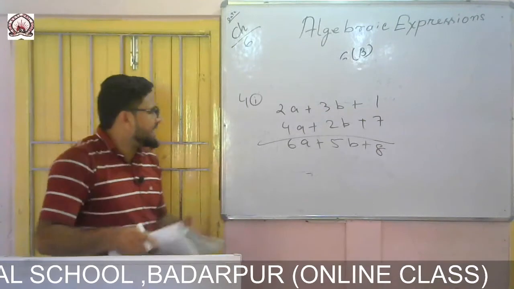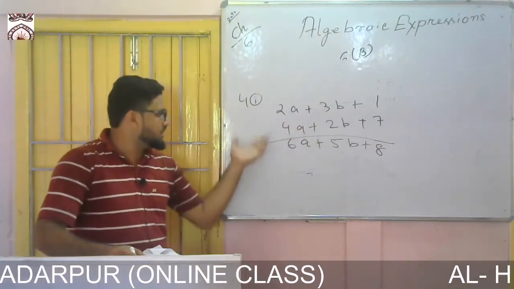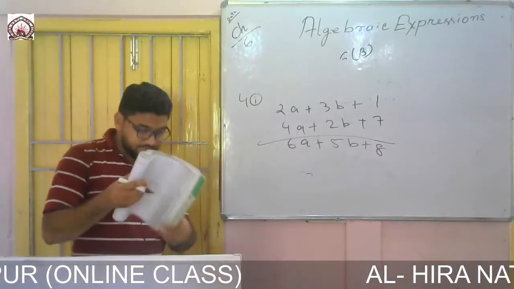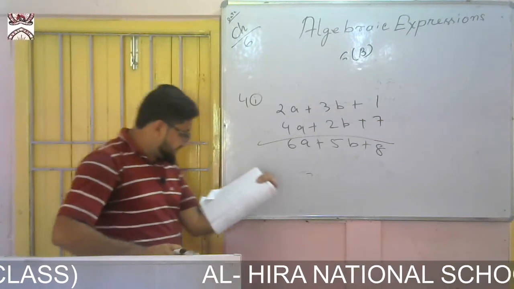Because everyone is with positive sign, so plus plus. So plus plus is what? Again plus. So 6a, 5b, 8.